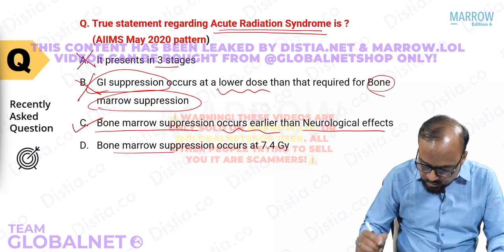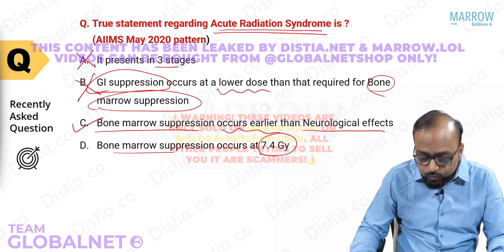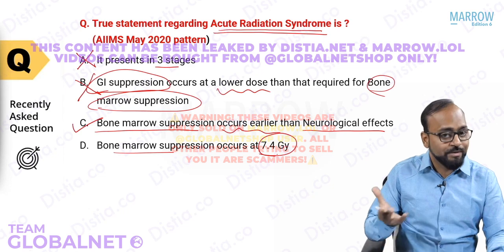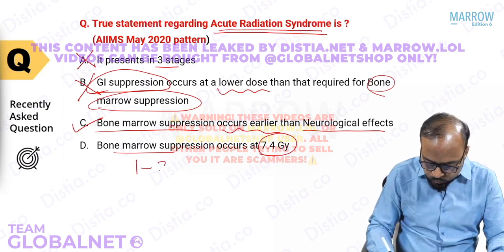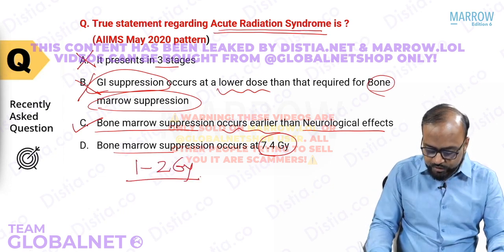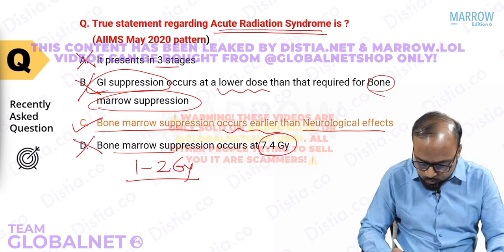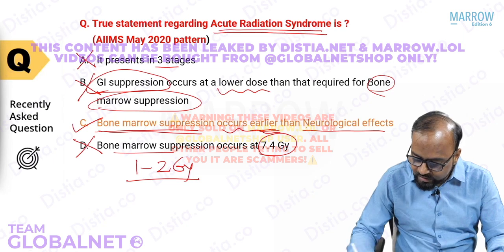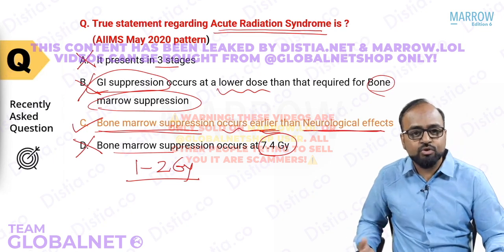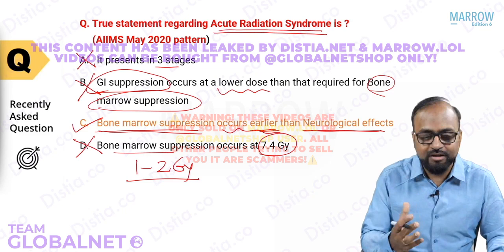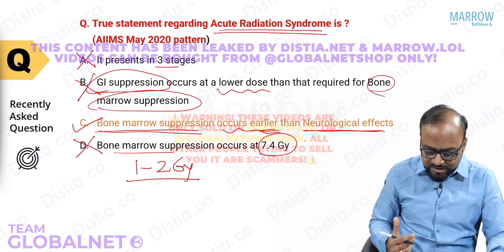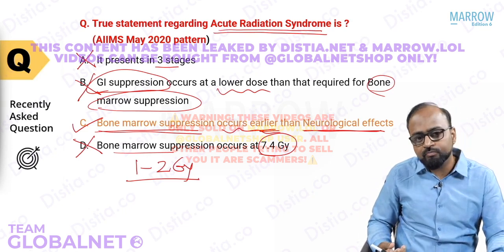Bone marrow suppression occurs at 7.4 grays. No, bone marrow suppression, the hematological syndrome, occurs at hardly 1 to 2 grays, right? So that is also wrong. Hence, the answer to this particular question is C. Bone marrow suppression occurs earlier than neurological effects. This is based on the law of radiobiology that we have studied, right? So this was the recently asked question on radiation syndromes.